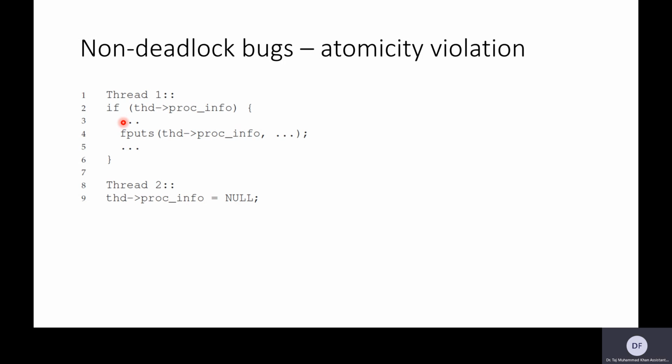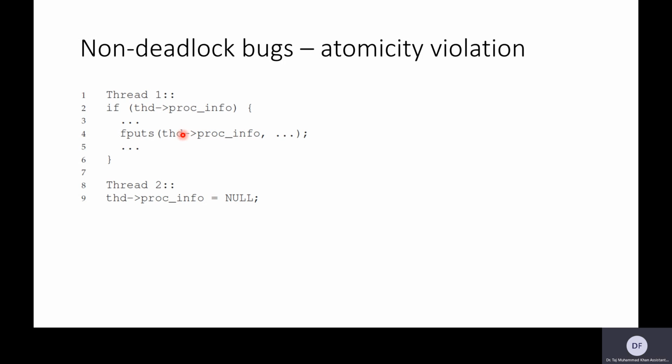when thread 1 checked the value of proc_info, it was not null. Therefore, it went inside the if body. But by the time it arrived on line number 4, thread->proc_info was made null by thread number 2. So when this function uses this pointer, thread->proc_info, it assumes that this value is not null, but since actually this value is null, this function will try to use a null pointer and this program will crash.